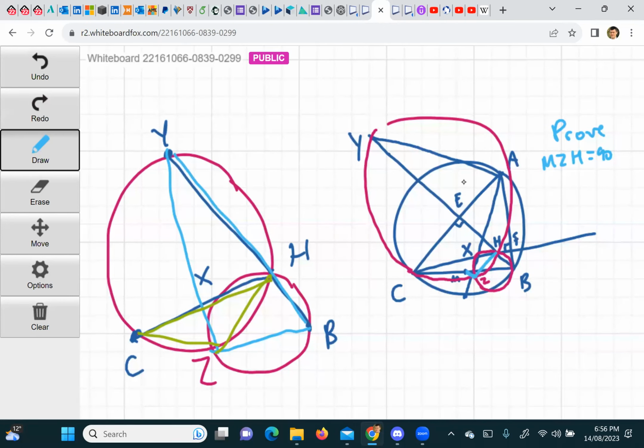Does that make sense? Yeah. It is a spiral similarity, okay? Okay. So now the claim is, this is a pretty crazy claim, okay?